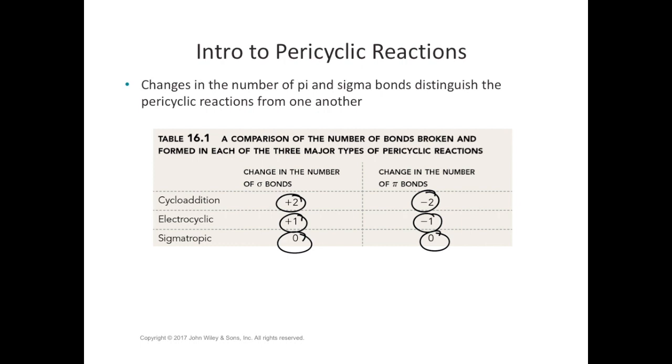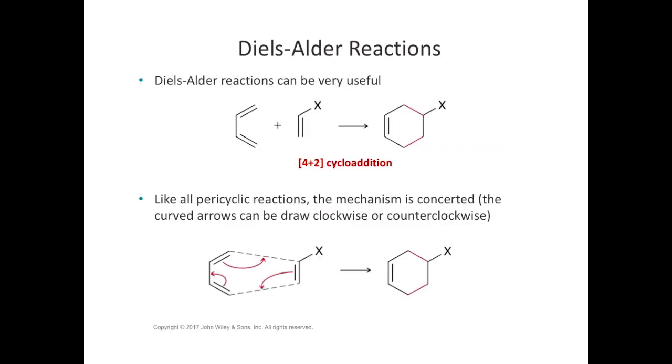Of these three reactions, I will focus the most on the cycloaddition, and in particular, a type of cycloaddition called the Diels Alder reaction, named after the chemist who discovered it. This is a type of 4+2 cycloaddition. 4 because 4 atoms are involved with one of the reaction partners, and 2 atoms are involved from the other reaction partner.